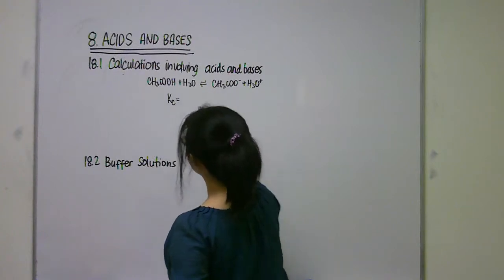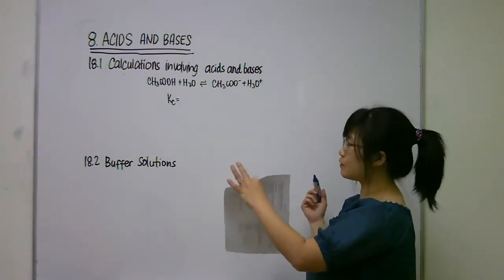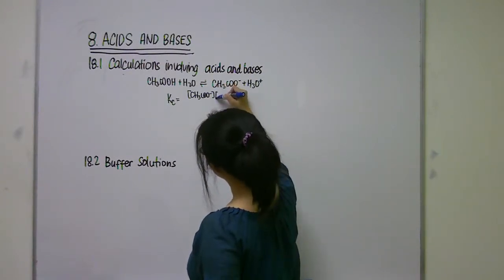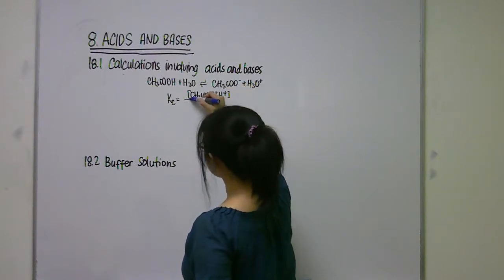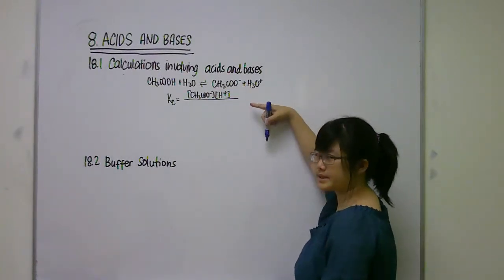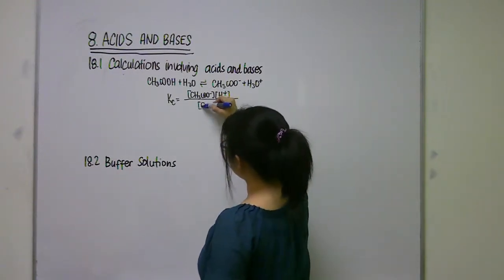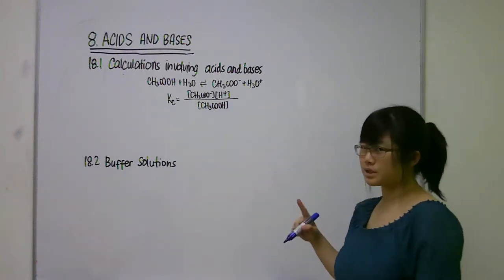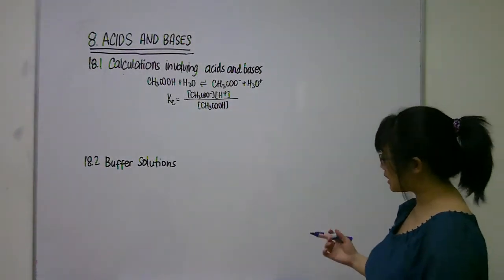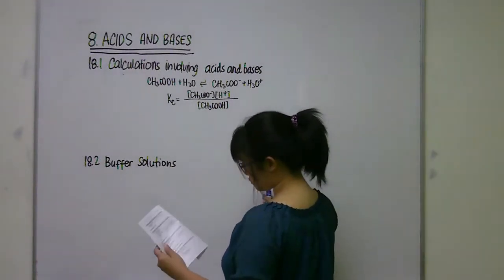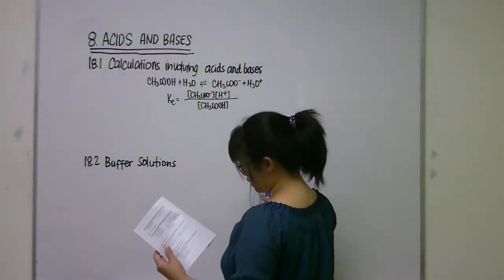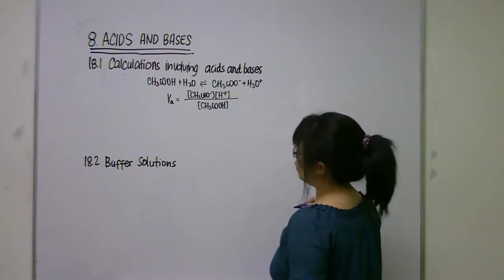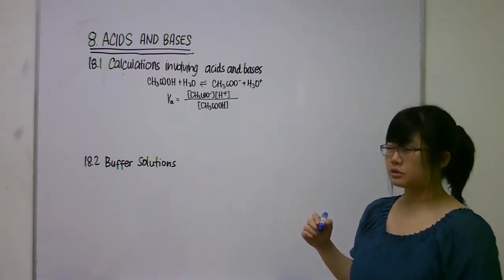If I were to find the Kc expression, or the equilibrium constant expression, of this reaction, it will be the concentration of products at equilibrium multiplied by the H plus concentration. I'll just use H3O plus and H plus interchangeably. Over CH3COOH. Okay, so this is the equilibrium constant expression of an acid, but because it's a weak acid, we give it a special name, Ka, okay? It's called the acid dissociation constant.